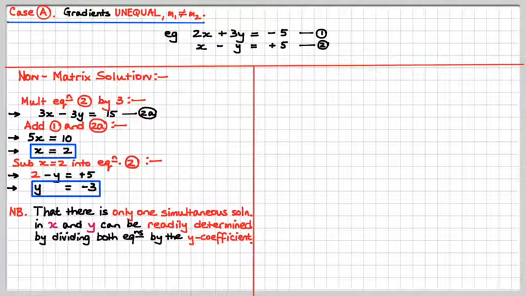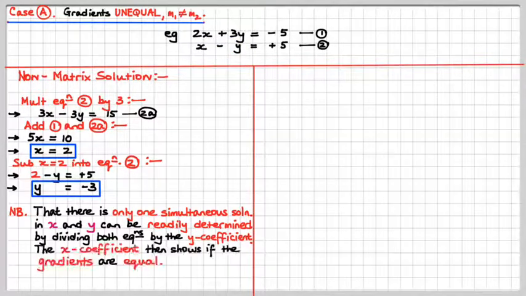NB. That there is only one simultaneous solution in x and y can be readily determined by, if you divide, providing these equations are in the same form, that's something x plus something y equals something, right? You can do a quick and dirty look at it by dividing through by the y coefficients. If you do that, the x coefficient then shows if the gradients are equal. So I'll show you. I divided through by the y coefficient, so I got a plus 1 in front of the y now, right?